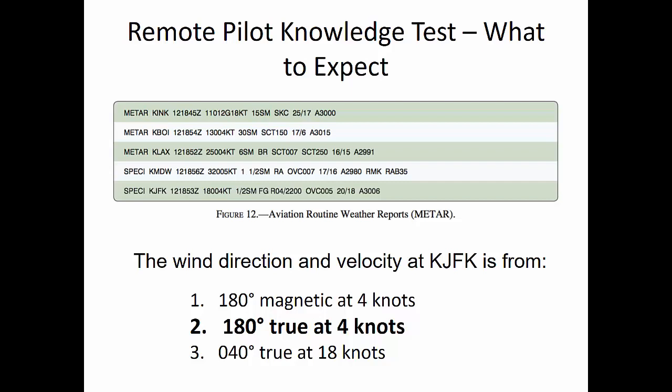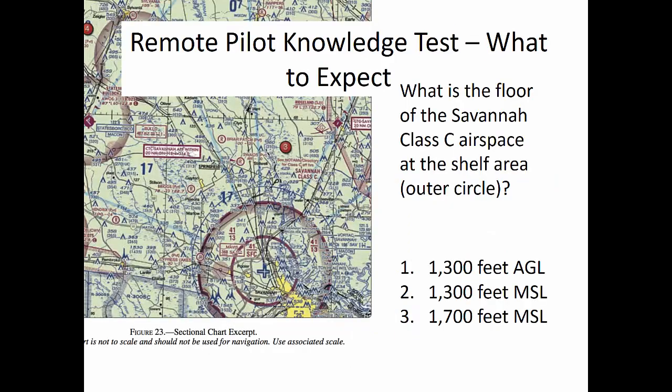And it's true. That's the answer to that question. Here's an airspace. So this is very understanding. So Savannah, Georgia. There's Class C airspace. How do I know it's Class C airspace? It's this solid magenta line around the airport.